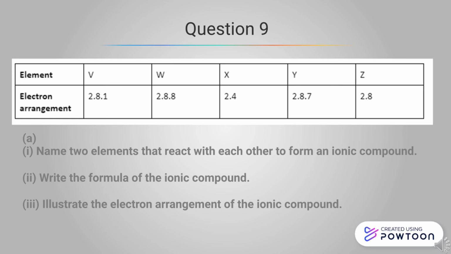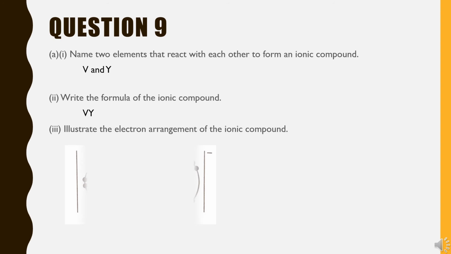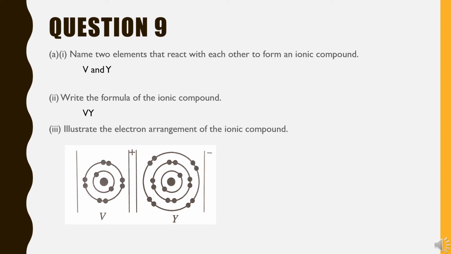Question 9 gives us a table of elements with their corresponding electron arrangement. Question 9a is about the ionic compound. By looking at the electron arrangement of the elements, element V and Y are the elements that can react with each other and form ionic compounds. Since the valence electron for element V is 1, while element Y is 7, one valence electron from V will be transferred to Y. The formula of the ionic compound is VY. This is the electron arrangement of the ionic compound. Remember to draw the electrons properly and write the charges of the ions.